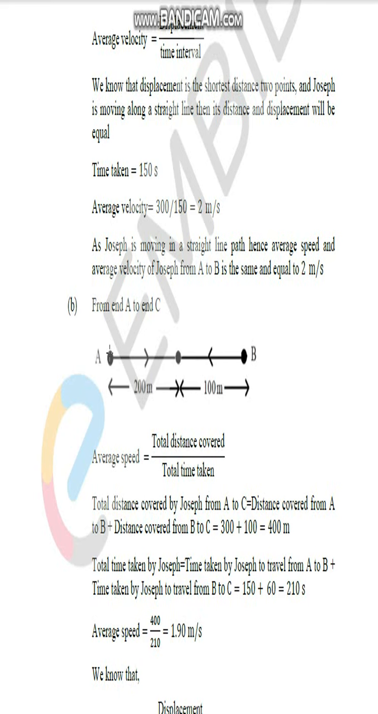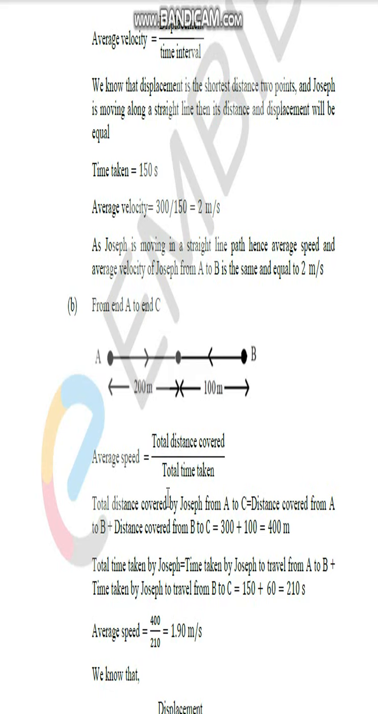Total distance covered by Joseph from A to C doesn't mean this A and this C. I can't take this A to C, because this is the shortest path, and the shortest path is calculated only in displacement but not in distance. So in distance I have to take A to B plus B to C. A to B is 300 and B to C is 100.